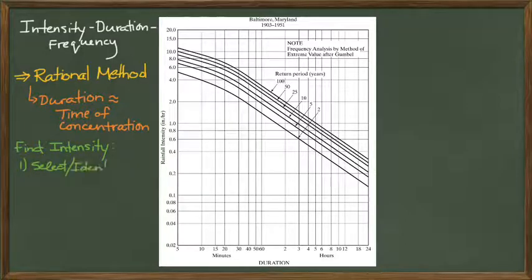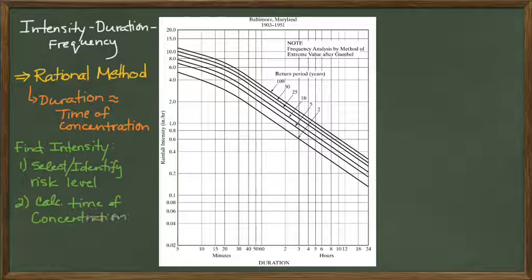So the first thing you do is you select or identify your risk level that you're willing to accept. So maybe you're designing your storm for the 50-year flood, or you're designing a culvert for the 100-year flood. Whatever it is, you need to know that walking into this figure. As you can see, there are multiple lines that correspond to the 2, 5, 10, and so on to the 100-year. The second thing you want to do is calculate the time of concentration for your watershed. So once you have the time of concentration, then you can use that to look up the intensity from the IDF curve.